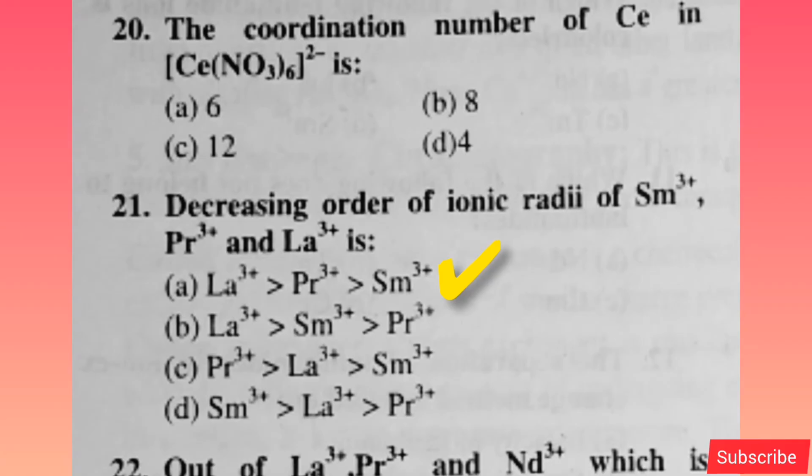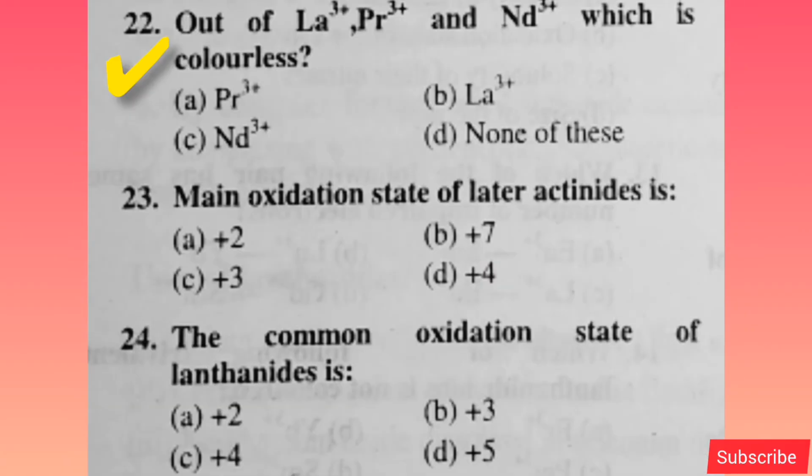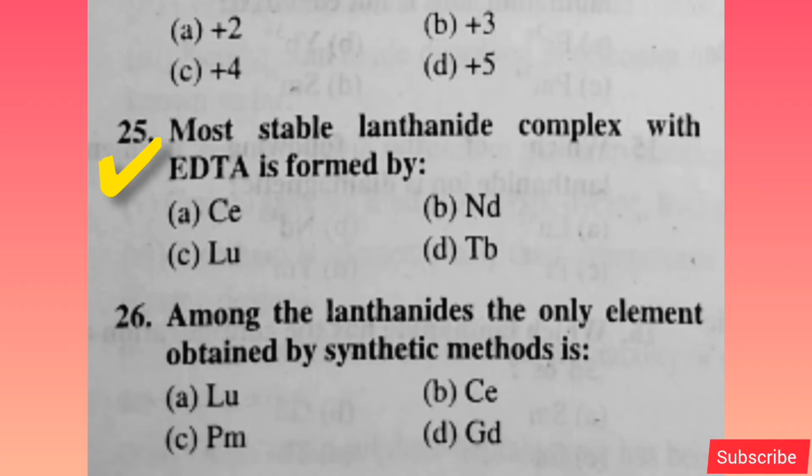Out of La3+, Ce3+, Pr3+ and Nd3+, which is colorless? Option B is correct. Main oxidation state of lanthanides is? Option C is correct. The common oxidation state of lanthanides is? Option C is correct. Most stable lanthanide complex with EDTA is formed by? Option C is correct. Among the lanthanides, the only element obtained by synthetic method is? Option C is correct.